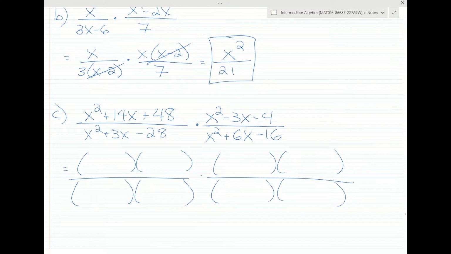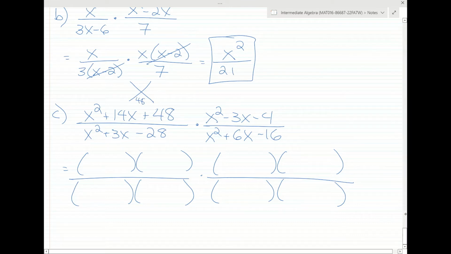This top is going to factor to be x. Let's see here. Numbers that go into 48 and add up to 14. What would that be? 6 and 8. Thank you. That's right. So this would factor to just be x plus 6 times x plus 8.